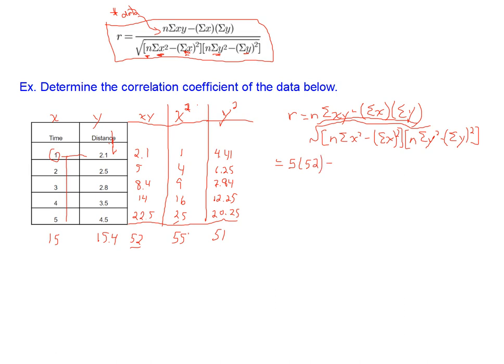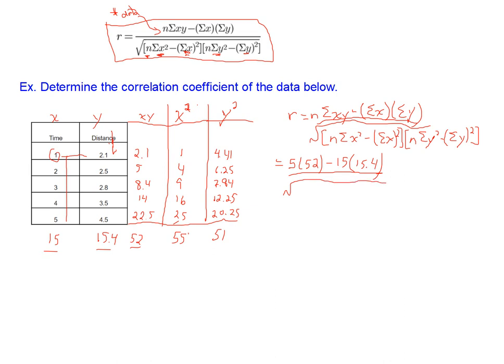Minus the sum of the x's. The sum of the x's is right here at 15, times the sum of the y's, which is 15.4. And all of that gets divided by the square root. Don't forget that square root.